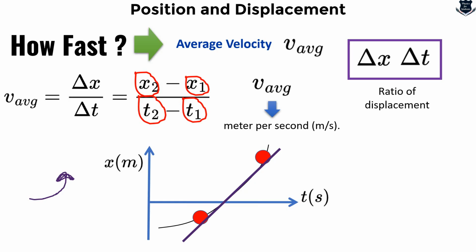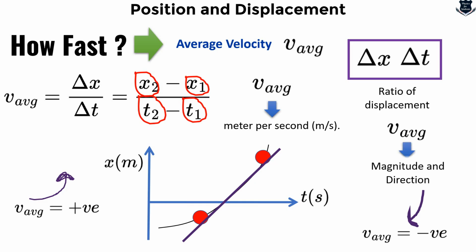Its magnitude is the line slope. When it is going up, we call the average velocity positive. If it is going down, then we call it negative. So the average velocity has both magnitude and direction. A positive average velocity tells us the line slants upwards, and a negative average velocity tells us that the line goes downwards.